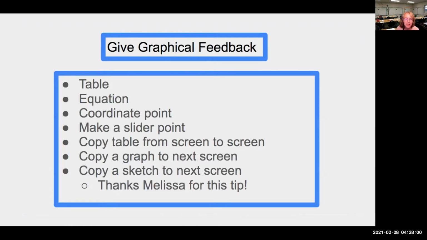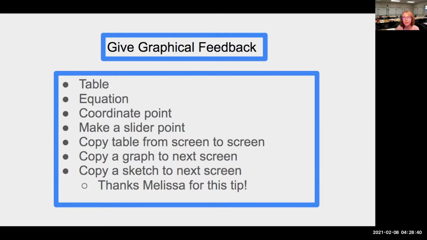And we're going to do this by looking at how to copy a table, like when students type in a table, into the graph so they can see that. We're going to talk about how they can type in an equation and see it graphed. So we're connecting those components, and also coordinate point. We're going to talk about making a slider point so students can slide it around and see where that is, copying a table from screen to screen so that your screens aren't overloaded, and copying a graph to the next screen, and also copying a sketch to the next screen. So thanks, Melissa, for this. Melissa helped figure out how to do this with a sketch.